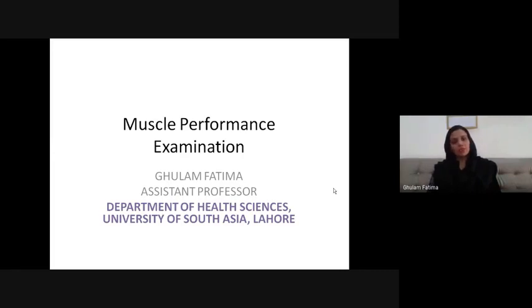The topic of discussion for today is muscle performance examination. As you are well aware, previously we were discussing motor examination, and as a part of motor examination we have already discussed muscle tone examination, pupil examination, mental status examination, and reflex examination. Today we are going to discuss muscle performance examination.